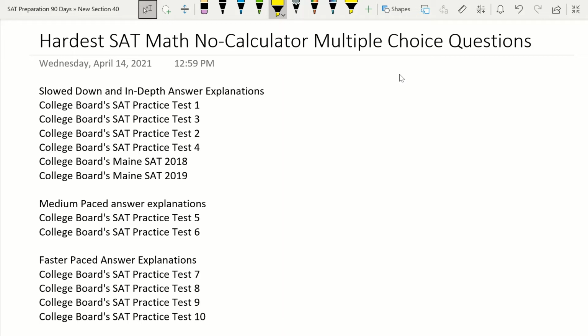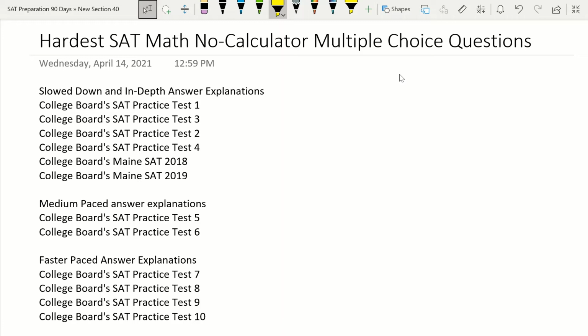So to start with today's video, you're going to be going through slowed down, in-depth answer explanations. That'll be practice tests 1 through 4 and the 2 main SATs. After that, you'll see a transition slide and you'll see medium-paced answer explanations for practice tests 5 and 6. And then you'll see some faster answer explanations that are taken from practice tests 7, 8, and 9. They're going to come from videos where I solve those whole practice tests in 10 minutes with answer explanations.